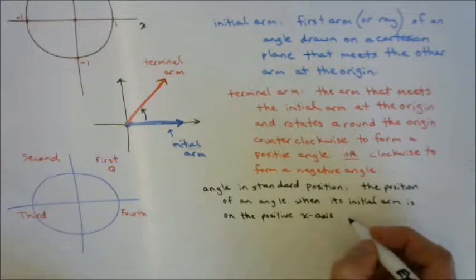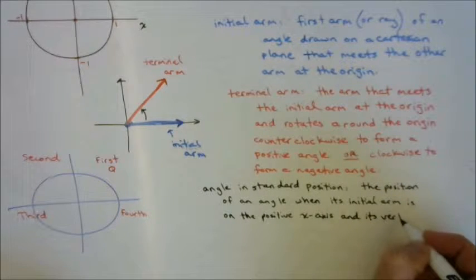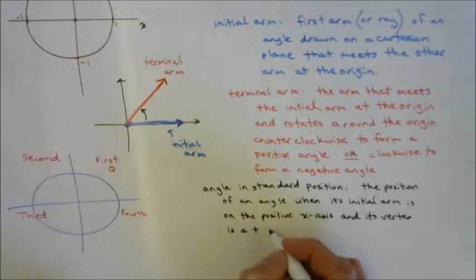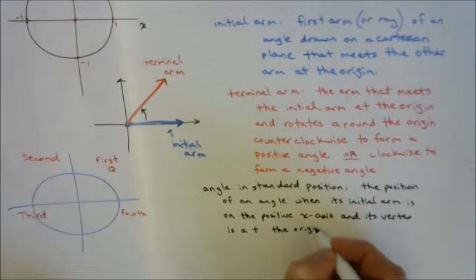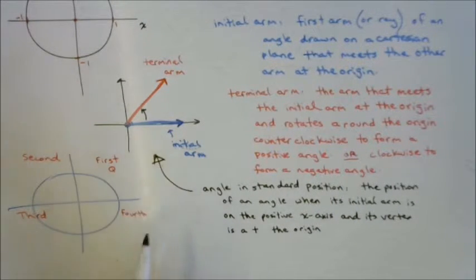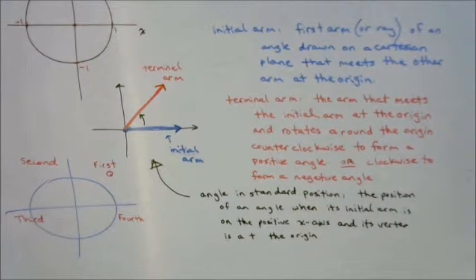And its vertex is at the origin. Okay, so this is an angle in standard position, because the initial arm is along the positive x-axis and the vertex is at the origin. The vertex made by the initial arm and the terminal arm.